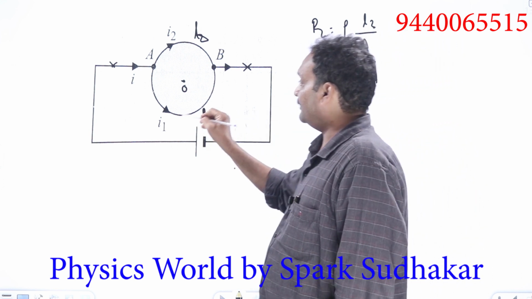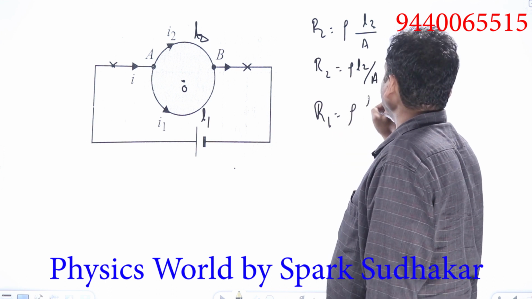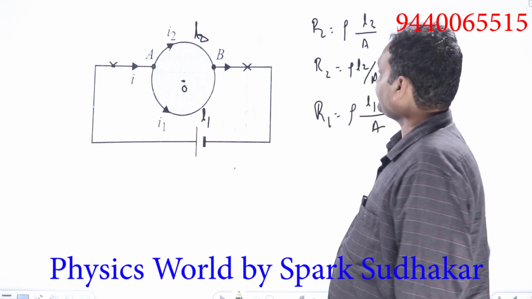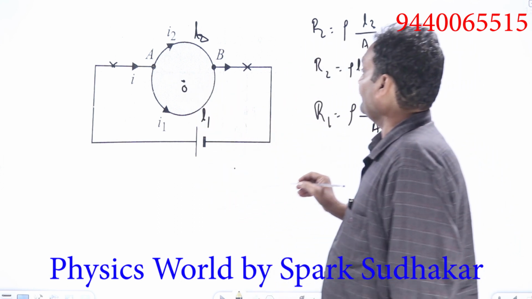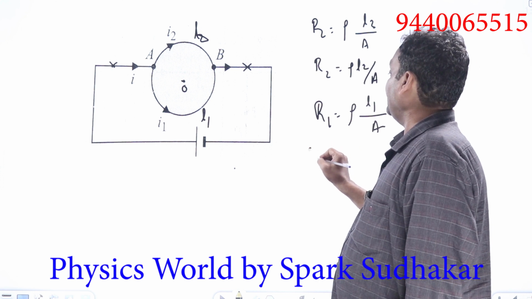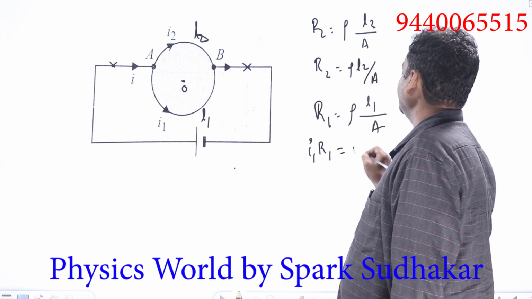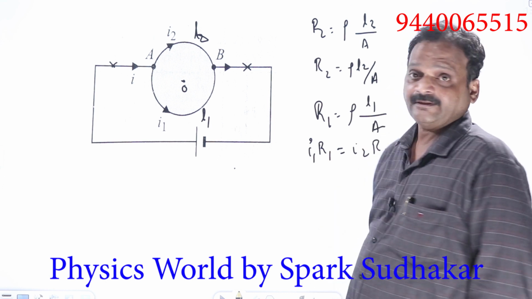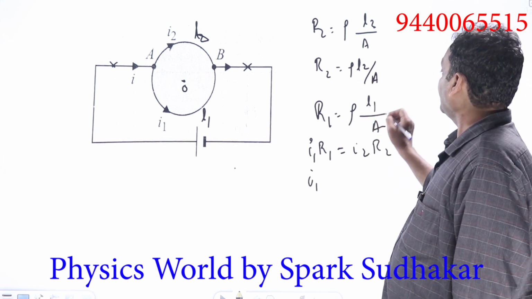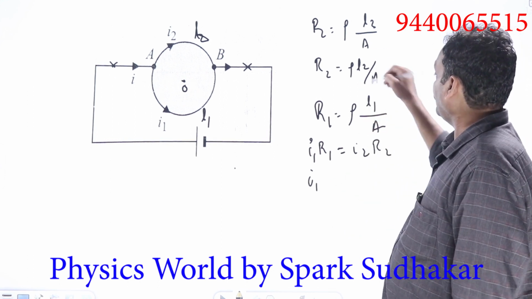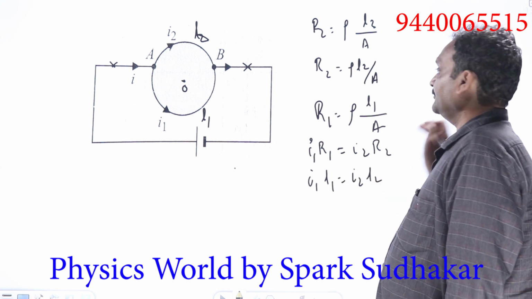Similarly, what is R1, the resistance of this segment? R1 equals rho into L1 by area. Also, the potential difference between these two points A and B is the same, that is, V1 equals V2, or I1 R1 equals I2 R2. Potential difference is the same. R1 is nothing but rho L1 by A, and rho and A get cancelled. So I1 L1 equals I2 L2.